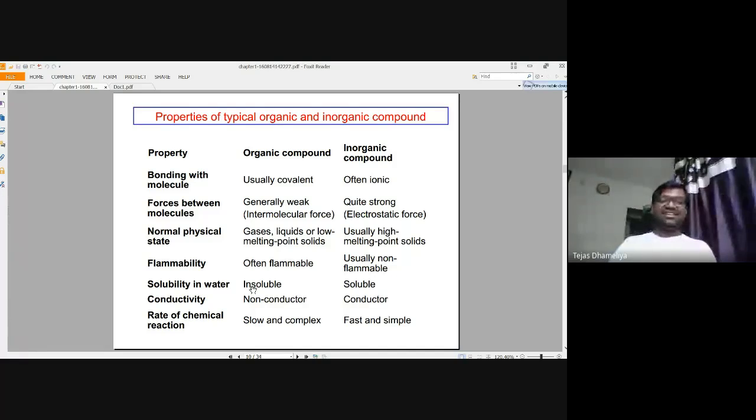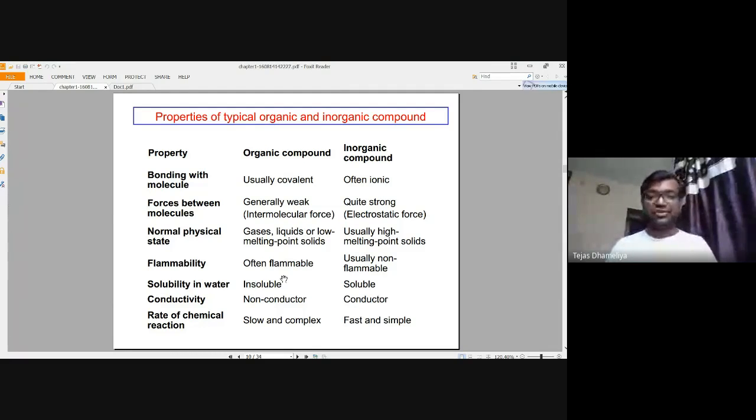Then, solubility in water. Organic compounds, depending upon their molecular weight, solubility may change. Depending upon their functional group, solubility may change. Methane is insoluble in water, but methanol is soluble in water because methanol has an OH functional group, a hydroxyl group, which can make hydrogen bonds. And only if it makes hydrogen bonds will it be soluble in water. So some compounds are soluble and some compounds are insoluble.